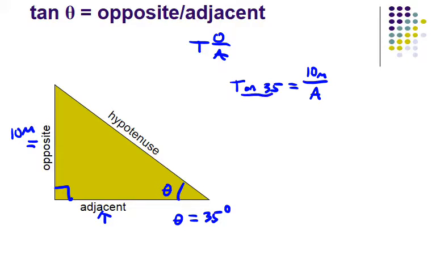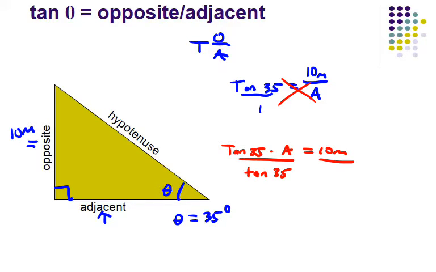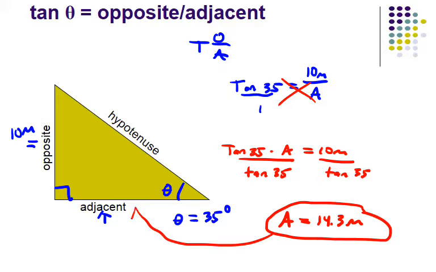And so in this case, we got to cross multiply first. So the tangent of 35 times the adjacent equals 10. Divide both sides by the tangent of 35. So the adjacent side, 10 divided by the tangent of 35, is 14.3 meters. And so it's a greater length than the opposite side here. And that's good.